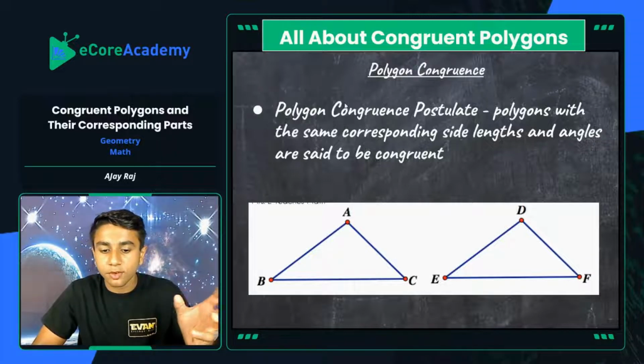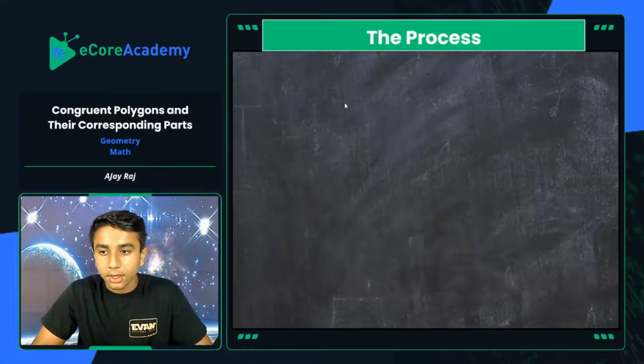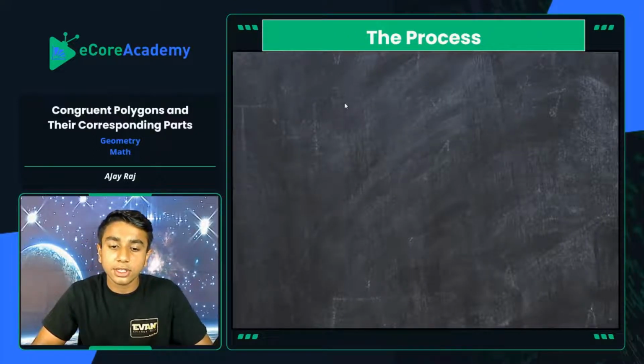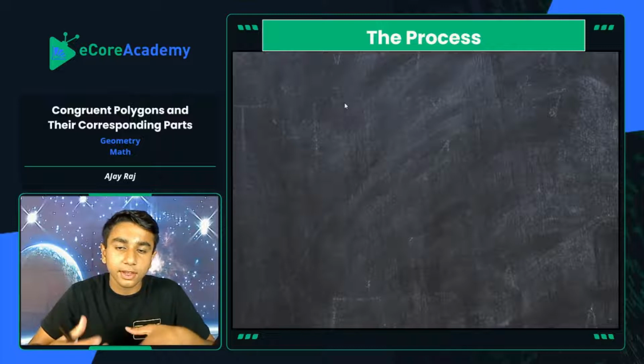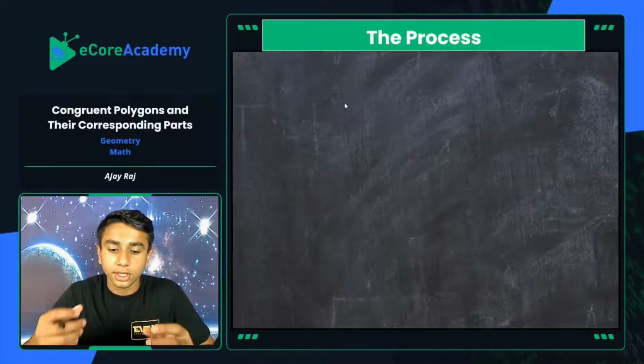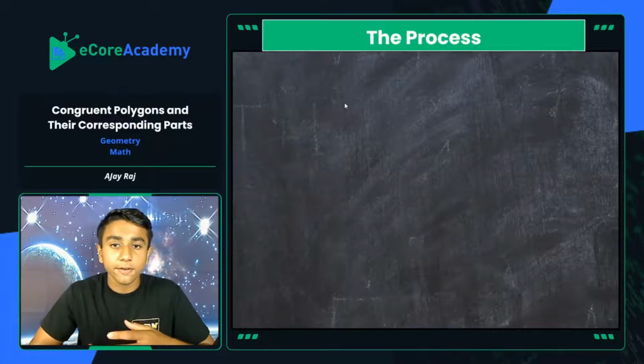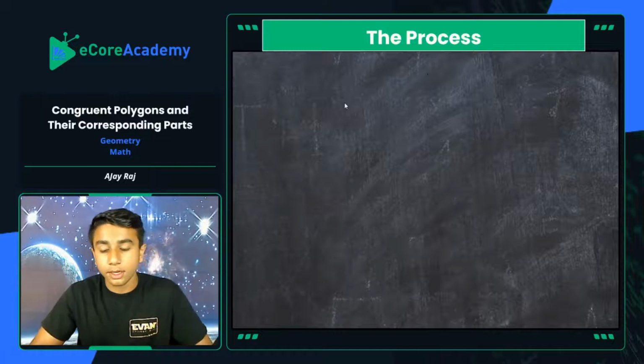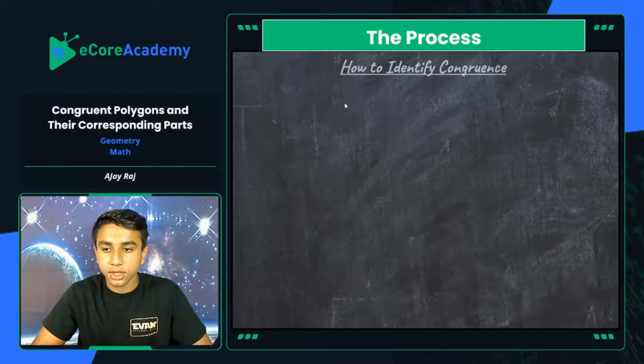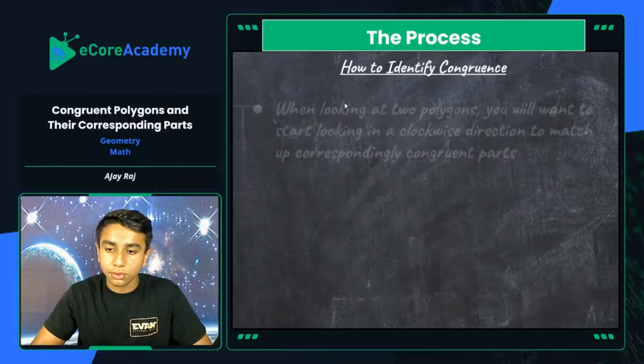So let's start moving into our topic for today. Let's look at the process by which you can identify two congruent polygons and their corresponding parts, just as the title of this lesson suggests. So, how to identify congruence between two different polygons.